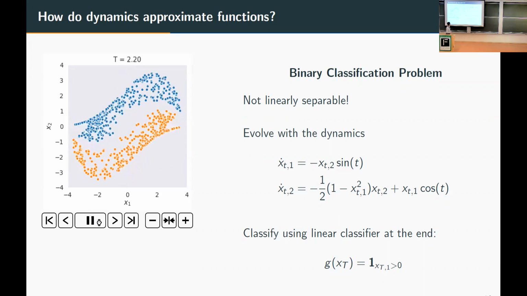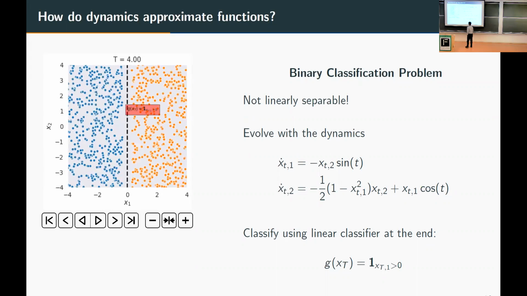Okay, so you can see that the dynamics actually drives the system to a different setting, so a different configuration, such that these points are now distributed in a very different way, and they're rearranged in some sense. And now you can simply classify these points using a linear classifier.